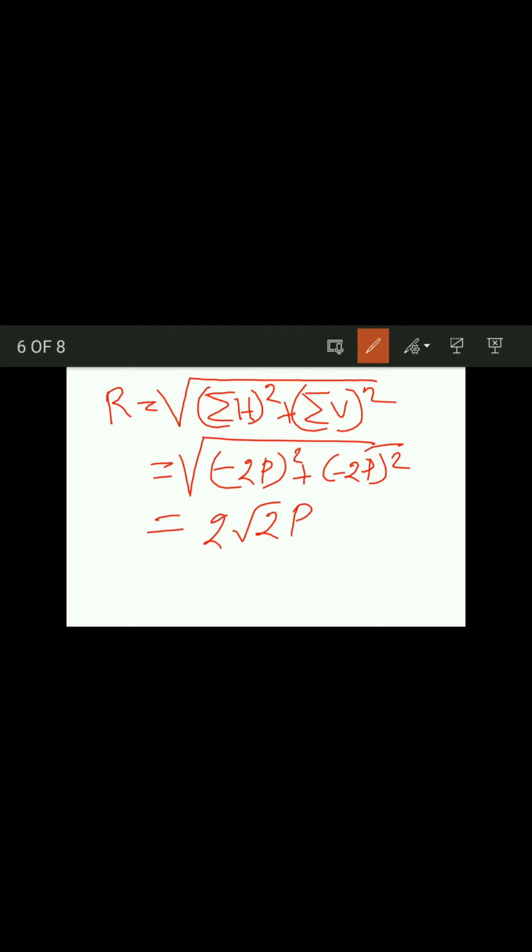Now the direction: tan theta is equal to, we know, summation of V by summation of H. So this one will be 1, so theta equal to 45 degrees. Theta is the angle which the resultant force makes with the horizontal.